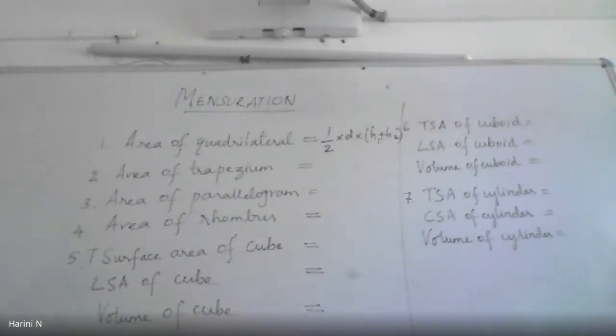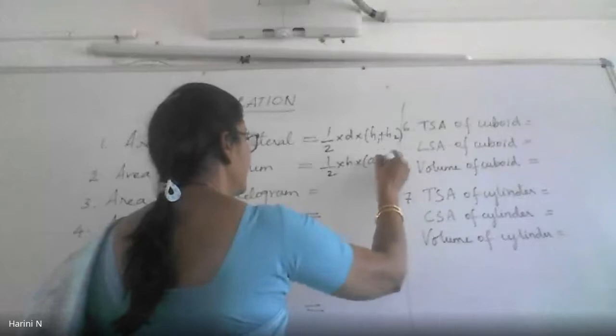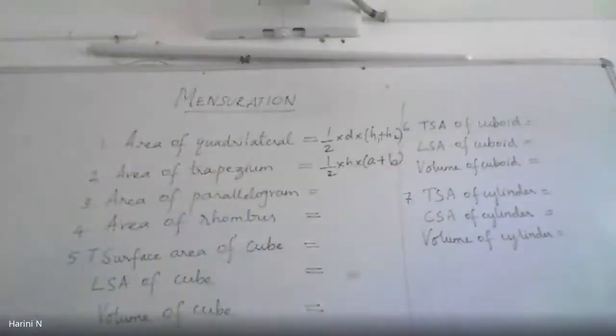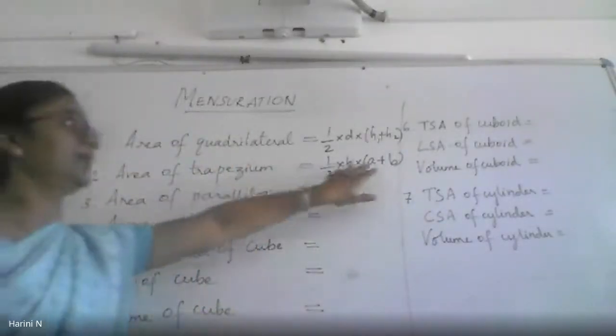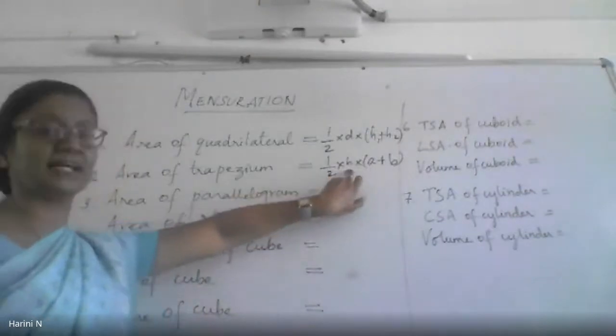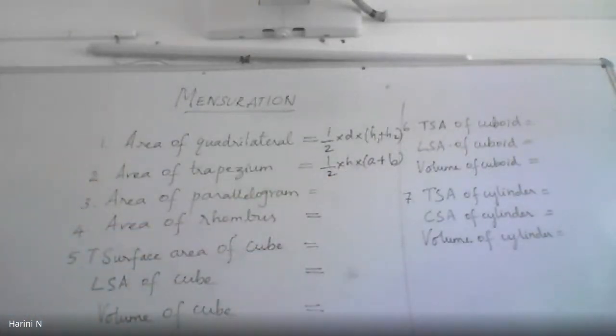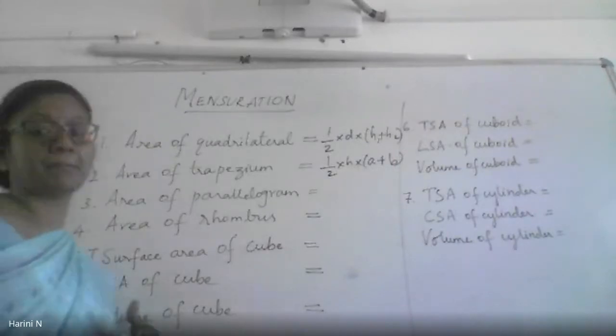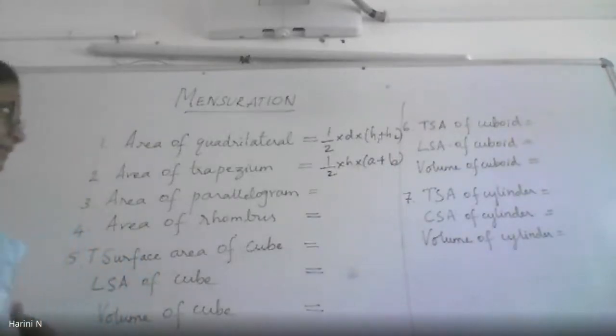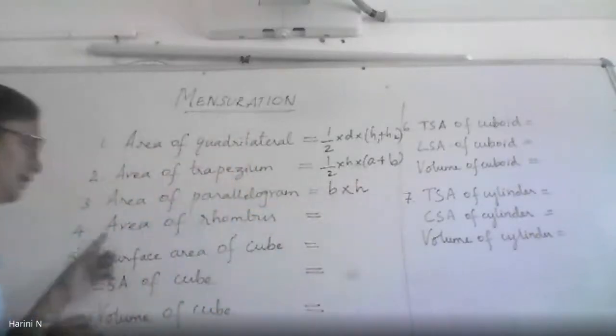Next, area of trapezium. We have done all this. Anyone who can recall? Half into H into (A plus B). What is this A and B? They are the lengths of the parallel sides. A and B are the parallel sides. H is the height of the trapezium. So it will be half into H into (A plus B). Right? Then area of parallelogram, very easy. We have done it in quadrilaterals itself. Base into height. Area of rhombus.